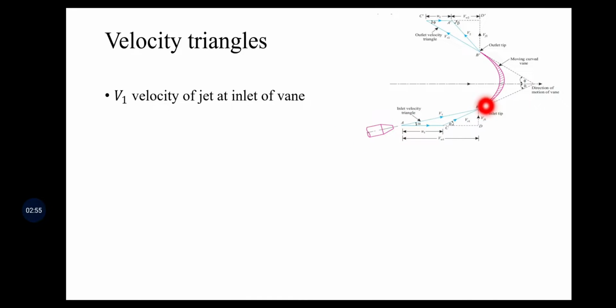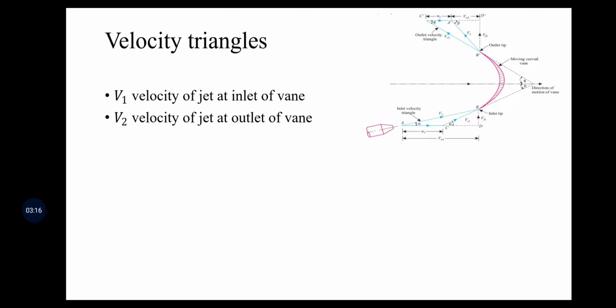So we assume that this is the inlet tip of the vane and this is the outlet tip of the vane. Similarly, we assume V2 as the velocity of the jet which is coming out of the other tip of the vane. So the velocity with which the jet is leaving the vane is V2, which you have shown here.